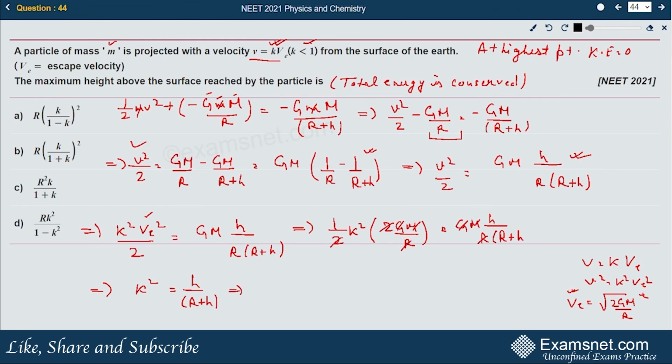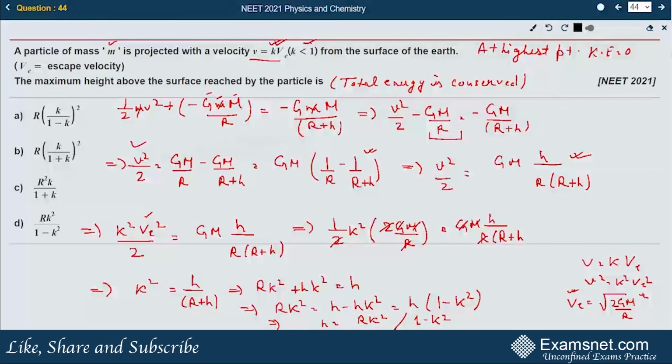So if we solve this, we'll get rk square plus hk square equals h. That means rk square equals h minus hk square, that is equal to h into 1 minus k square. So what will be h? h will be equal to rk square divided by 1 minus k square. Can you find this in the given options? rk square divided by 1 minus k square. It is option D, right? The same thing has come. So this is the correct answer here.